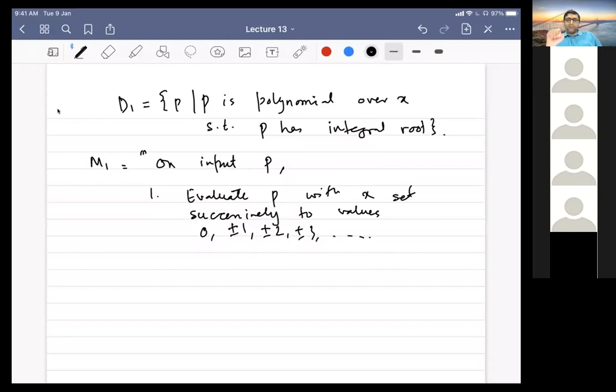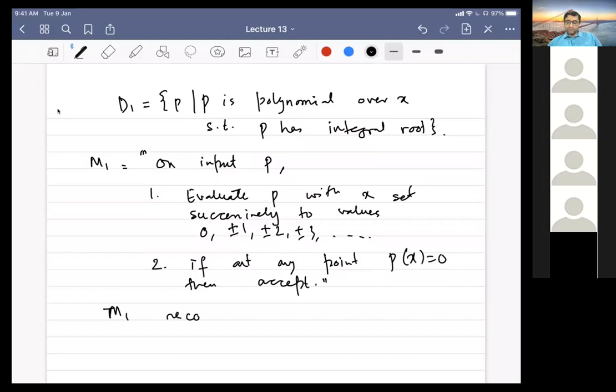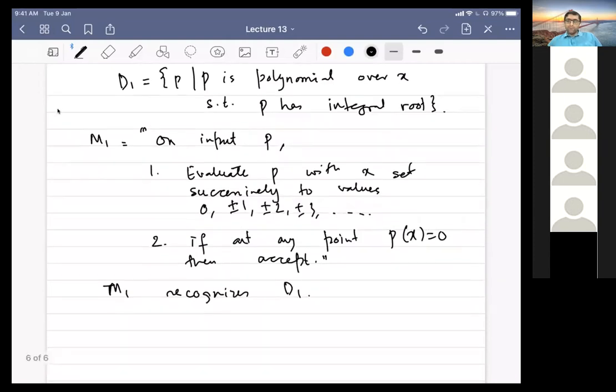So what you would do, you set the value of x equal to 0 and evaluate if it evaluates to 0 or not. If it doesn't, then check plus minus 1. First with plus 1, then with minus 1, then with plus 2, then with minus 2, and so on and so forth. If at any point P evaluates to 0, P of x is equal to 0, then accept. Right? Then accept. And this is a Turing machine. So we say that M1 recognizes D1. It does not decide, but it recognizes. And now we will go to break.